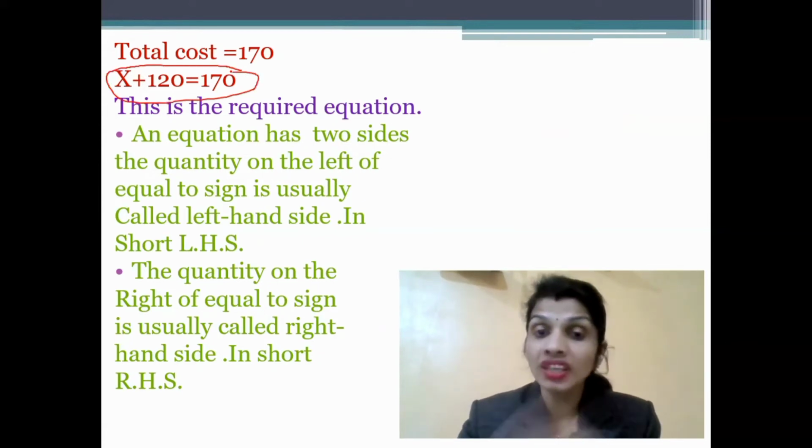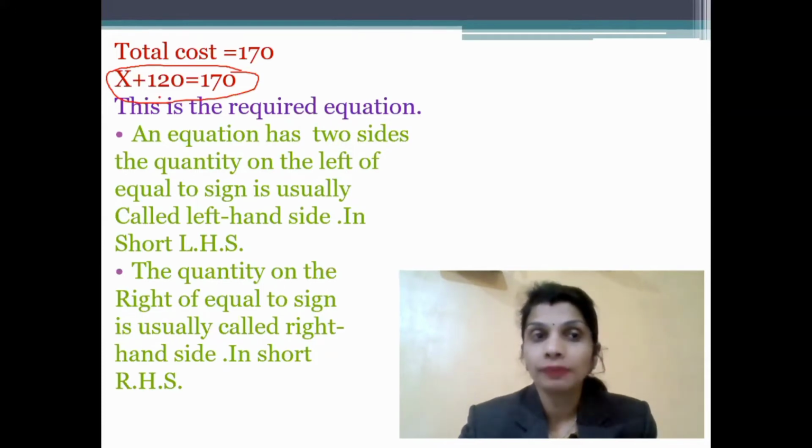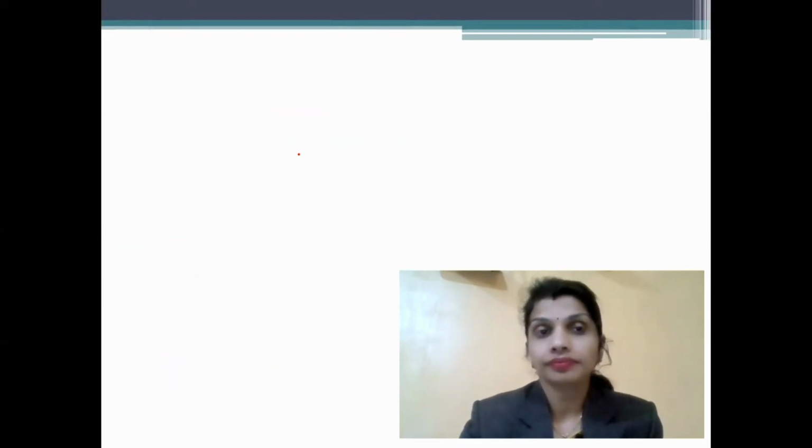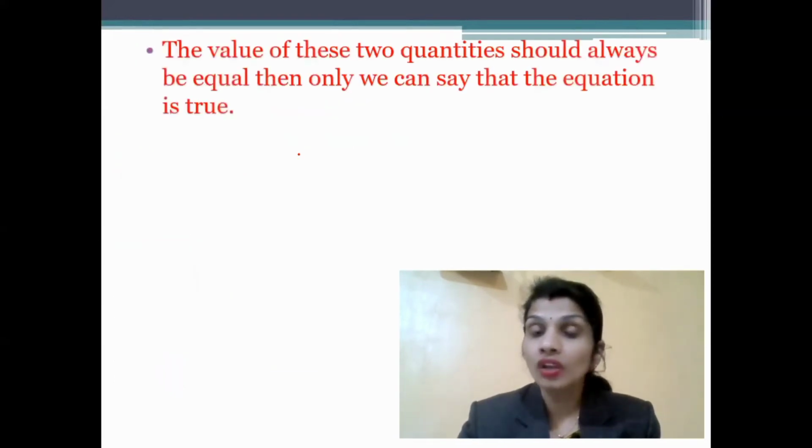So an equation has 2 sides. The quantity on the left of the equal to sign is usually called left hand side, or LHS in short. And the quantity on the right of the equal to sign is usually called right hand side, or RHS in short. The value of these 2 quantities, LHS and RHS, should always be equal. Then only we can say that the equation is true.